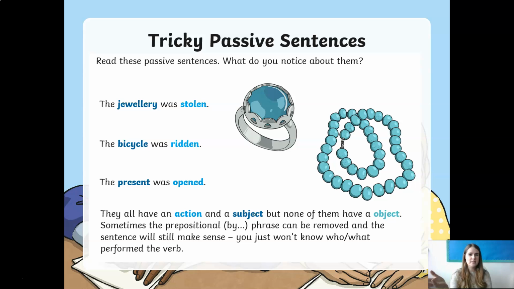But the sentence still makes sense, doesn't it? The jewellery was stolen. The bicycle was ridden. The present was opened. We don't need a by. We just don't know who or what actually then performed that verb. That's the only thing. Okay, but the sentences still make sense.